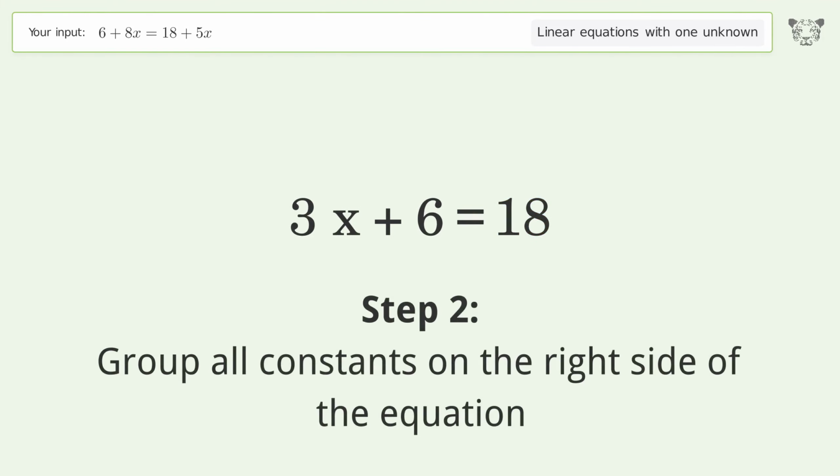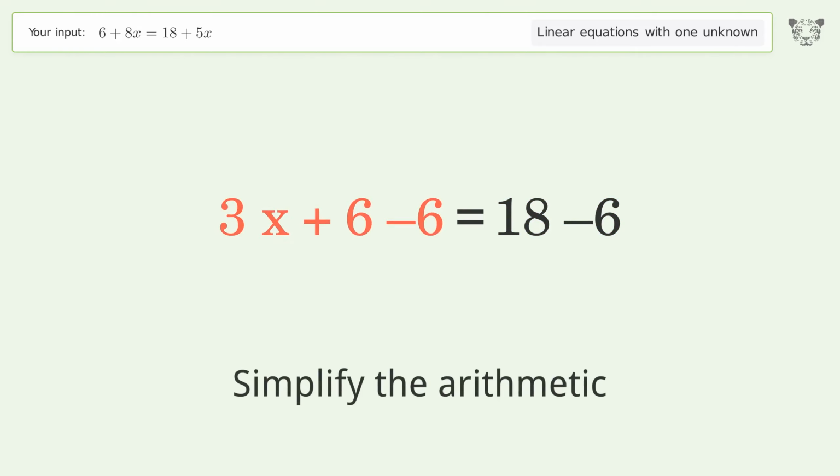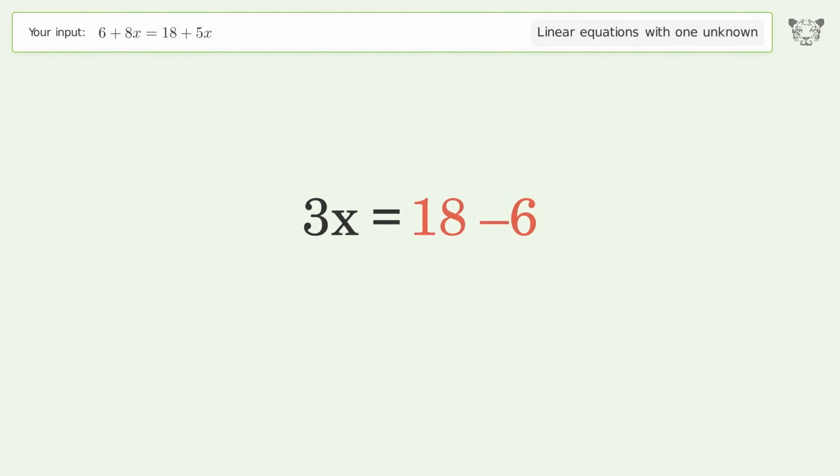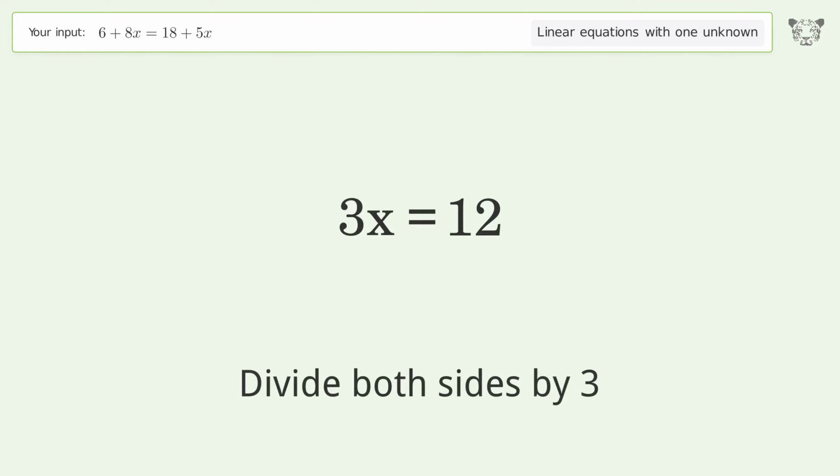Group all constants on the right side of the equation. Subtract 6 from both sides. Simplify the arithmetic. Isolate the x. Divide both sides by 3.